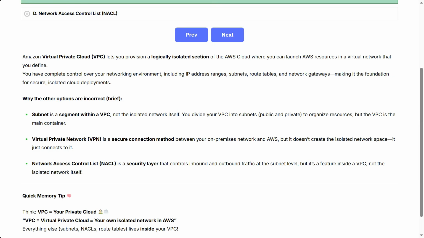Quick memory tip. Think VPC equals your private cloud. VPC equals Virtual Private Cloud, your own isolated network in AWS. Everything else, subnets, NACLs, route tables, lives inside your VPC.